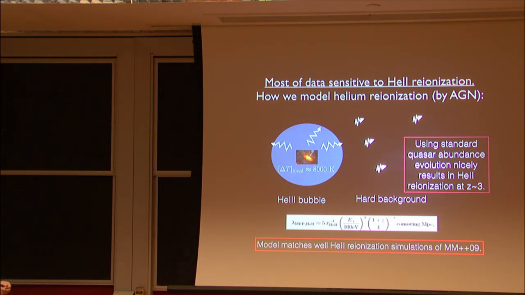Most of the data is sensitive to times when we think the helium is being doubly ionized by quasars. So we came up with a simple model for this. I spent a lot of time at one point modeling helium reionization, but I think this model captures the essence of what happens. You have these quasars and they blow these helium 3 bubbles in the universe, and the lower energy photons are absorbed in these bubbles. But it turns out that the mean free path for helium 2 ionizing photons, especially a couple hundred eV and greater, can be very large. And so you tend to have a lot of heating that's a more uniform background.